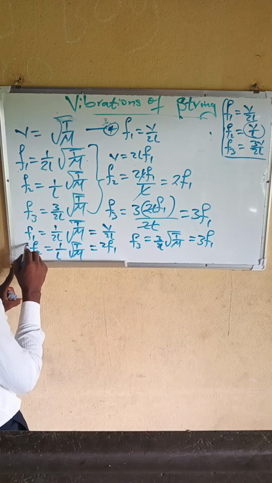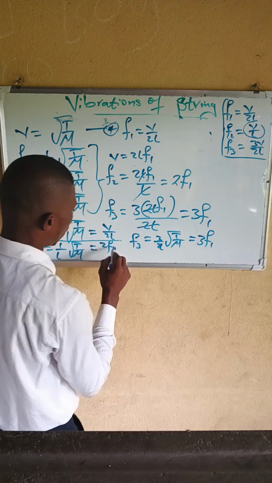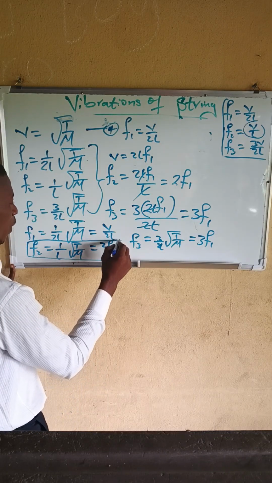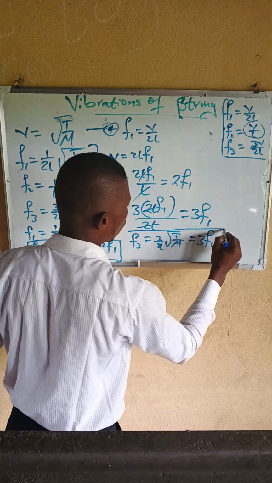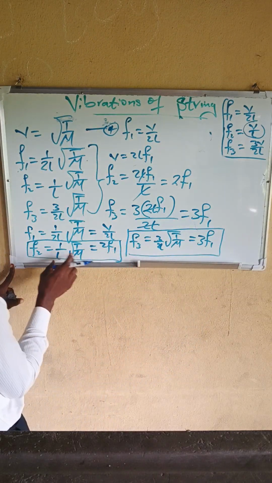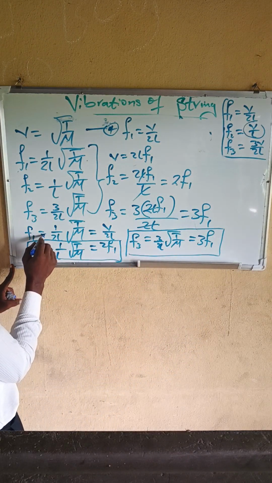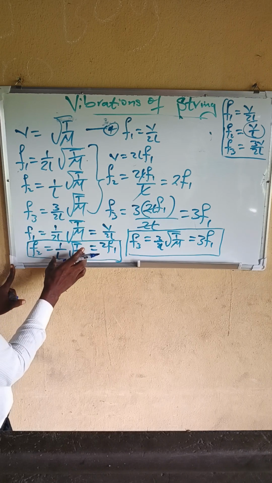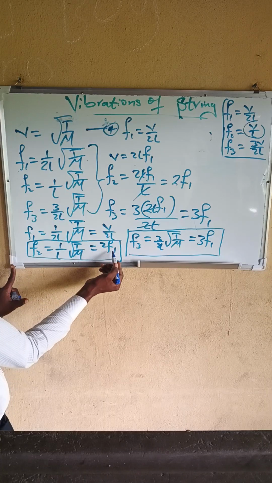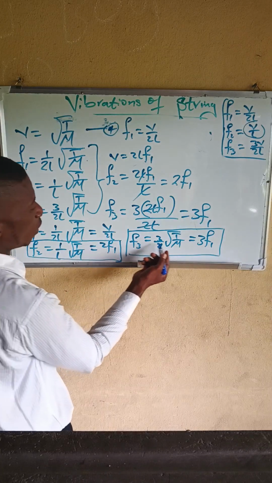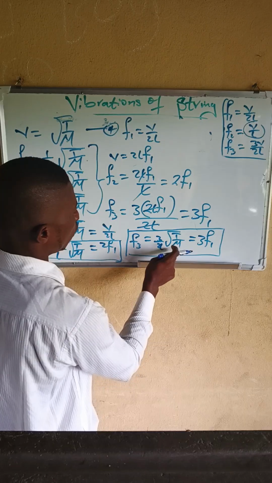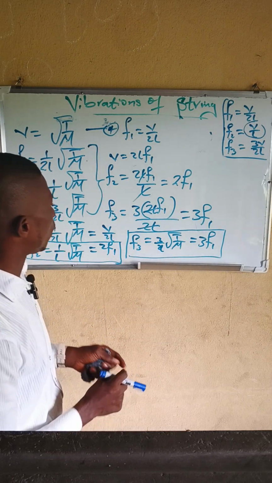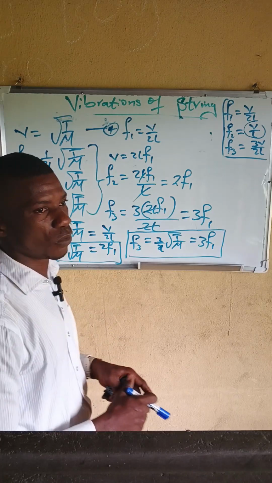So these are my values. I have these values here, and I have this one too. This particular one is called the fundamental frequency, which is the first harmonic. This is the second harmonic, which is called the first overtone. This is the third harmonic, which is called the second overtone. So these are the necessary equations.